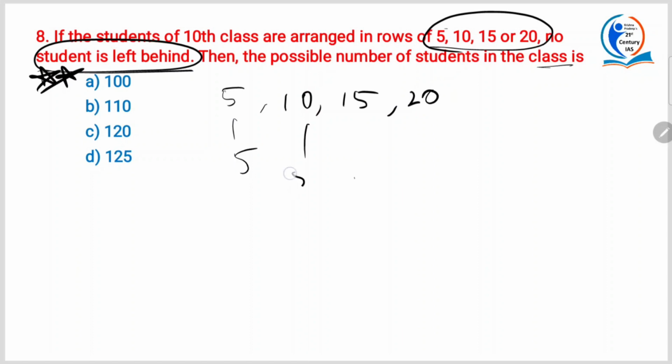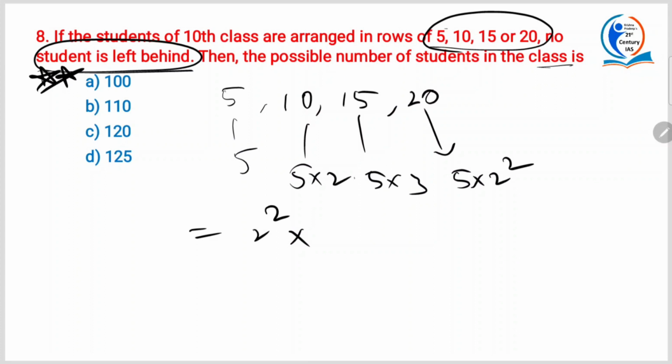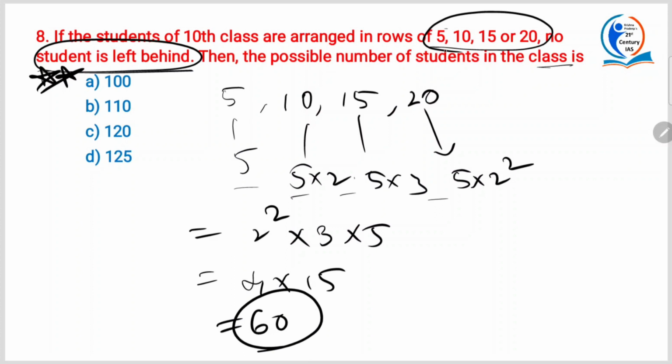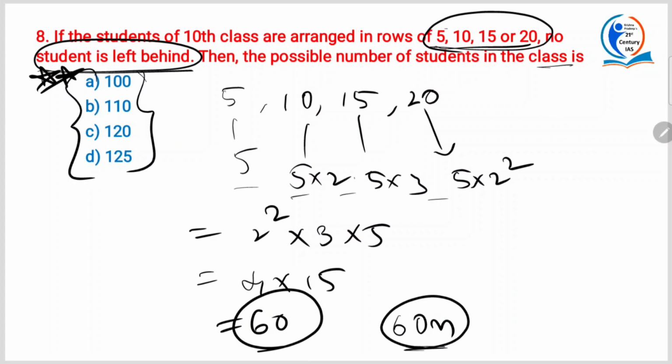See here it is 5, 5 into 2, 5 into 3 and 5 into 2 square. What is the LCM? It is 2 square into 3 into 5, the highest powers of all the prime numbers. So it is 4 into 15, that is 60. So 60 is the LCM of these numbers. The total number of students, as I said before, will be a multiple of the LCM of these numbers. So 60n should be the answer. I mean, the number should be in the form of 60n. Now observe the options. Only C, 120 is of the form 60n. So C is the answer.